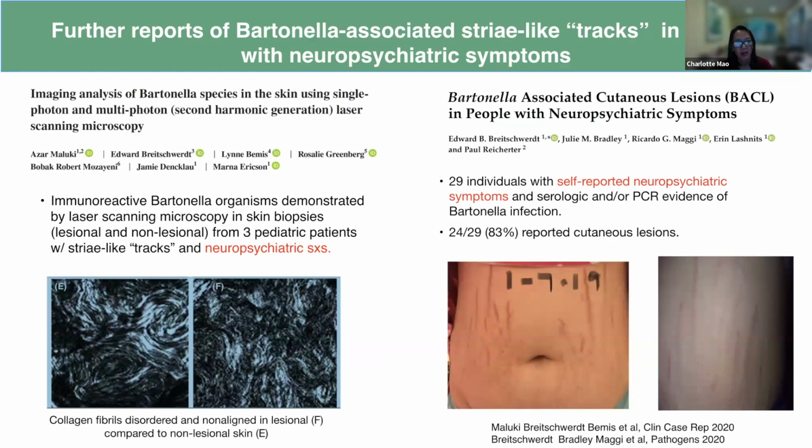I'm not going to go into detail reading these, but just point out that in that second report on the right, the Bartonella-associated cutaneous lesions in patients with neuropsychiatric symptoms, there's some really nice photographic documentation of a wide variety of cutaneous lesions that are seen in these striae-like presentations.